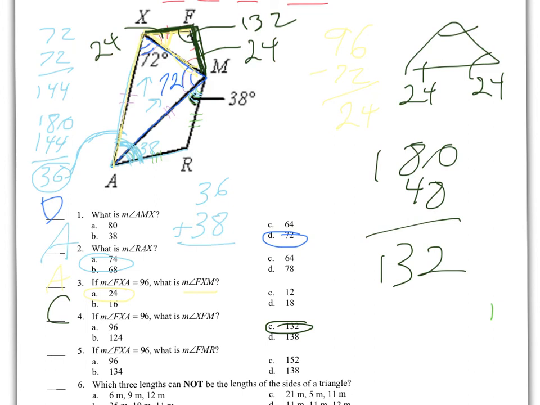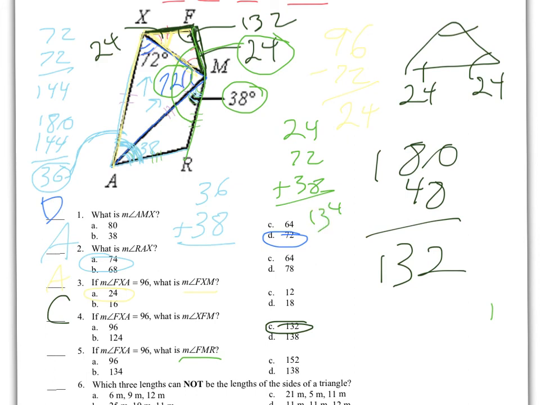Okay, number 5, we're looking for the measure of angle FMR. Well, the measure of FMR is this angle right here. We're talking about the entire angle, so all three of these angles. Remember, we found angle 24. We said this was 72, and that third angle was 38. So we're going to add 24 plus 72 plus 38, and when we do, we get 134 as our answer. Okay? All right, moving on.